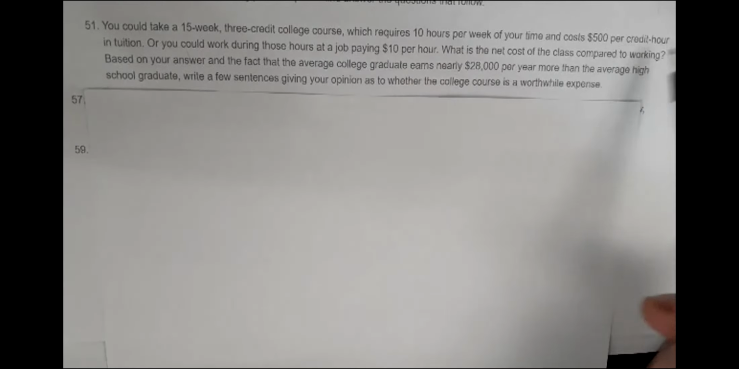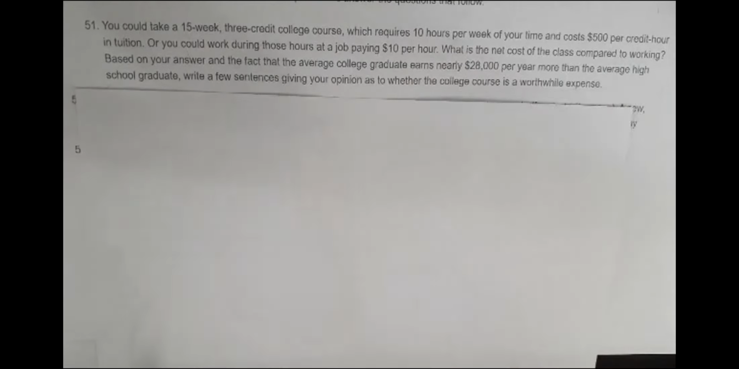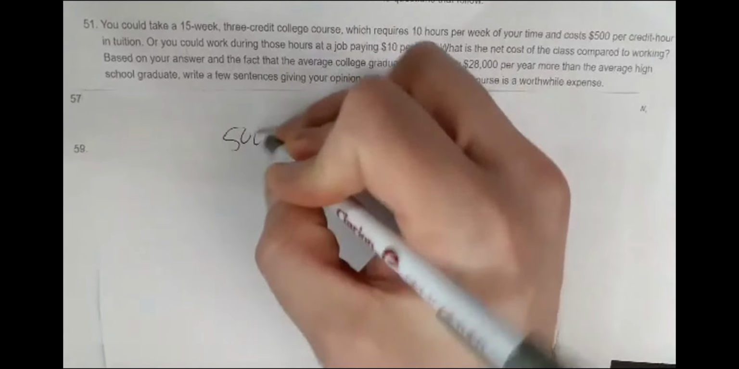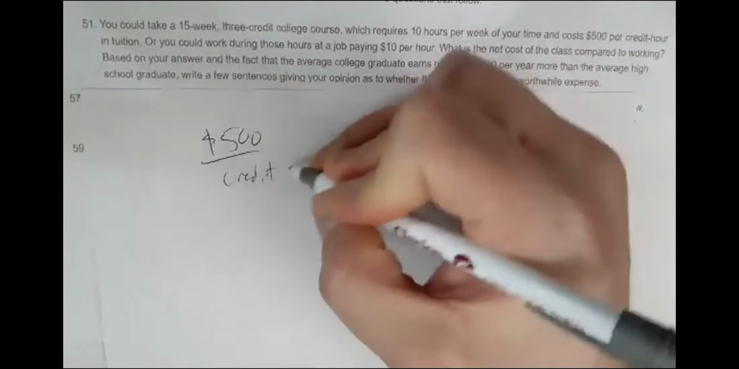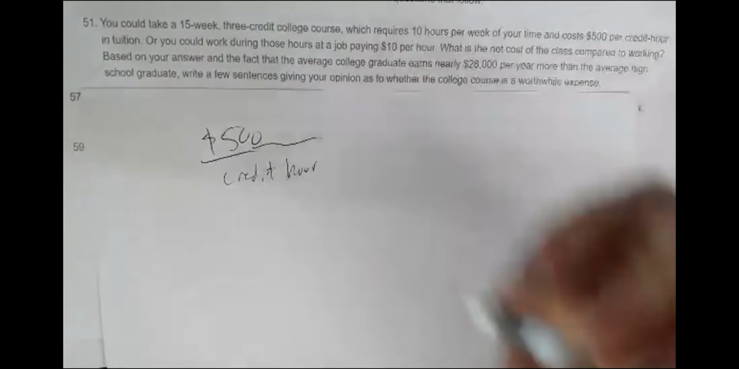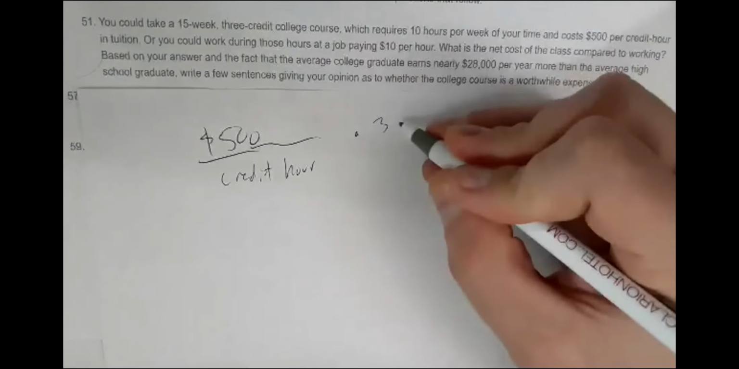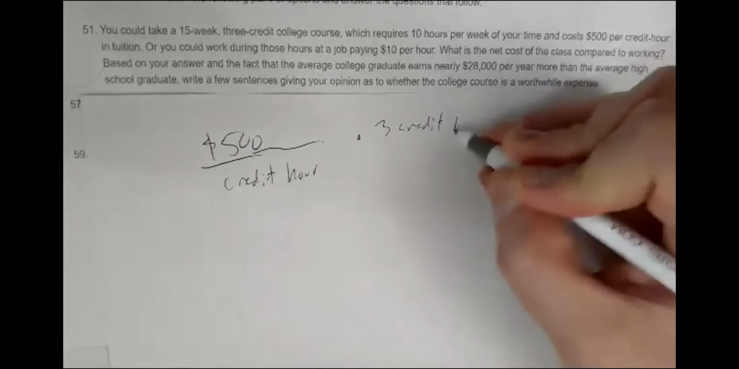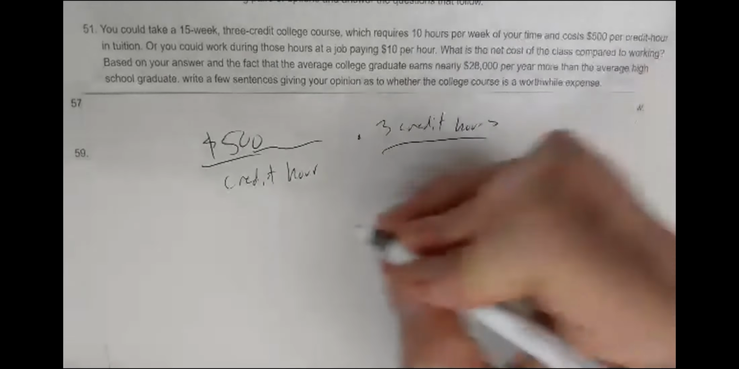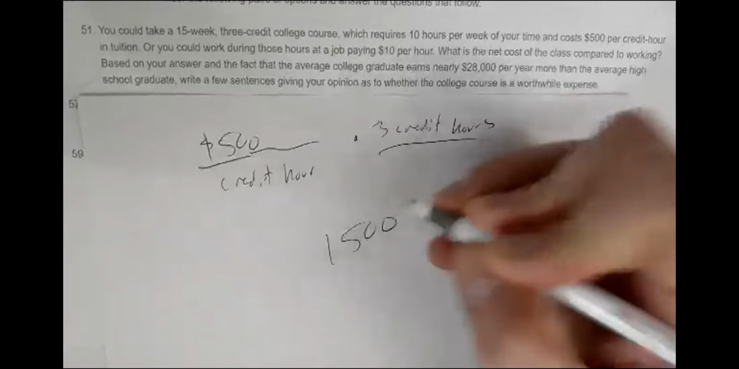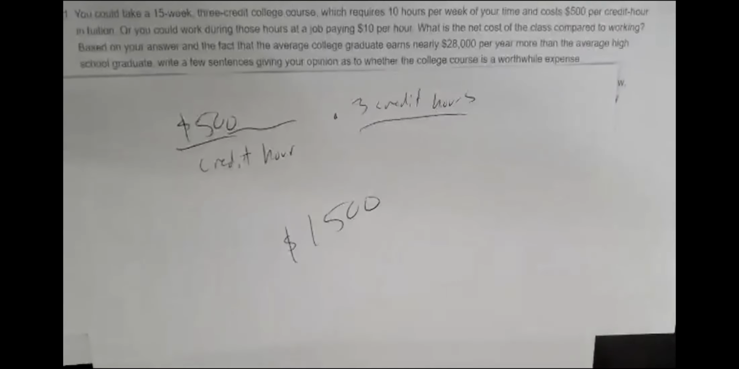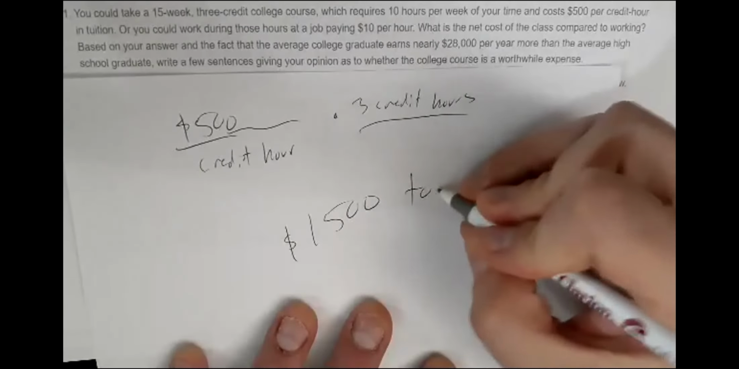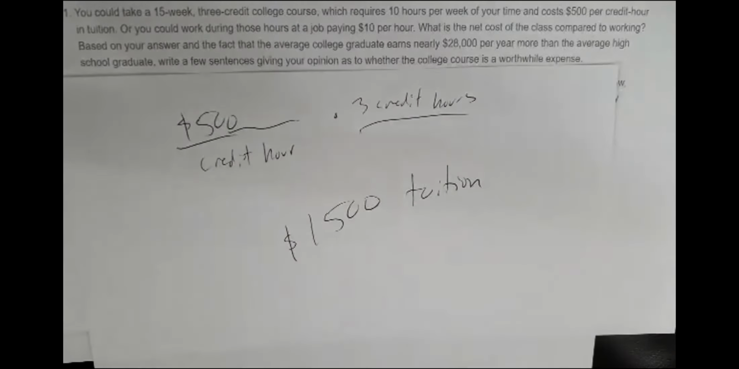It's $500 per credit hour, and it is a 3-credit hour class. You want me to do some unit analysis? 500 per credit hour, and we're going to go 3 credit hours. So I think I'm paying this much in just tuition.